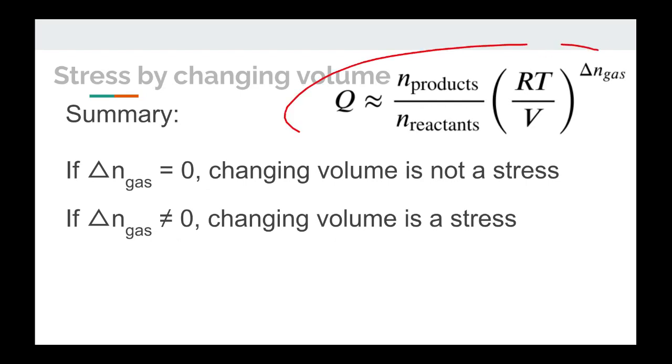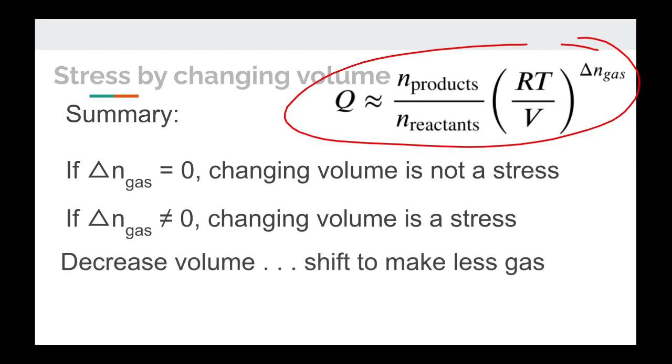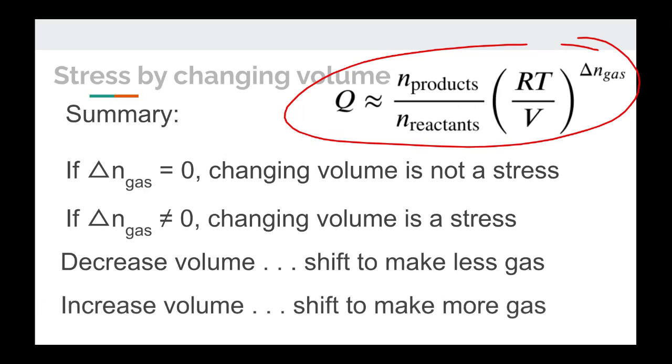Now, you can work this all out using this formulation, but it's probably easier to remember that if you decrease the volume, you're going to shift in the direction that makes less gas. So if the reactant side has fewer moles of gas than the product side, decreasing the volume, you're going to shift to the left-hand side, or vice versa. And if you increase the volume, you're going to shift in the direction that makes more gas.